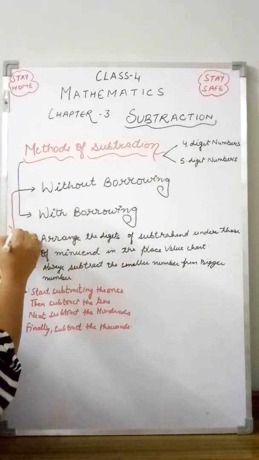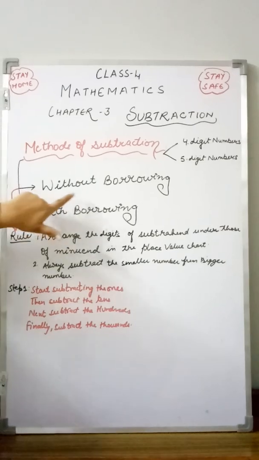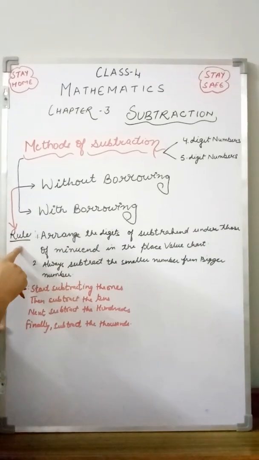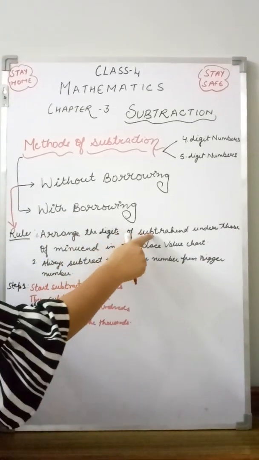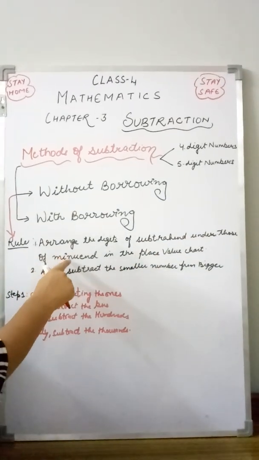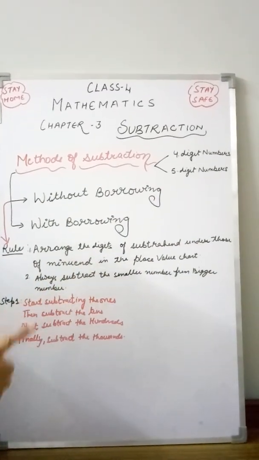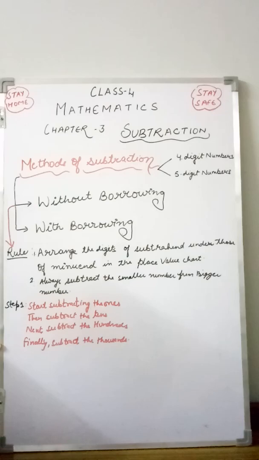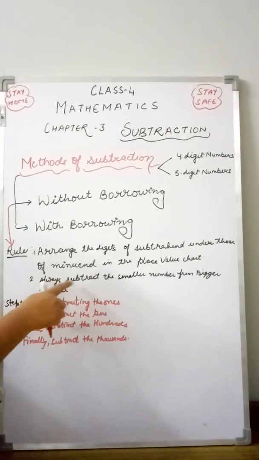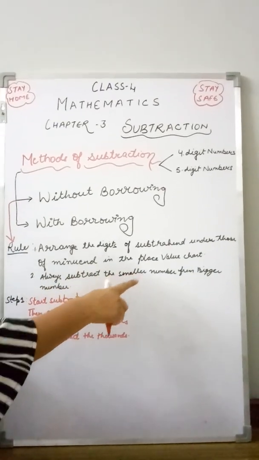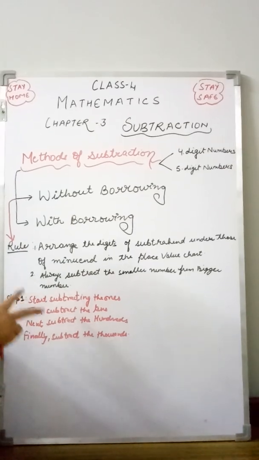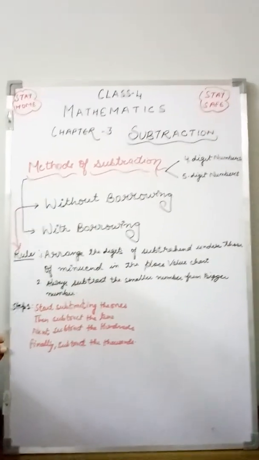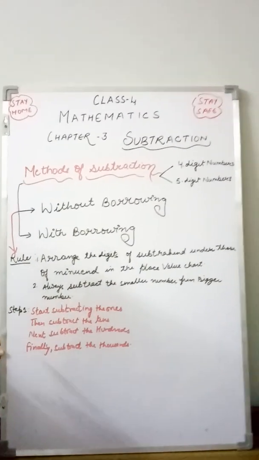Here first I want to give you the rule of the first method, the without borrowing method. The rule: arrange the digits of subtrahend under those of minuend in the place value chart. And the second rule is always subtract the smaller number from the bigger number. Right? These are the two rules, and there are following steps also.